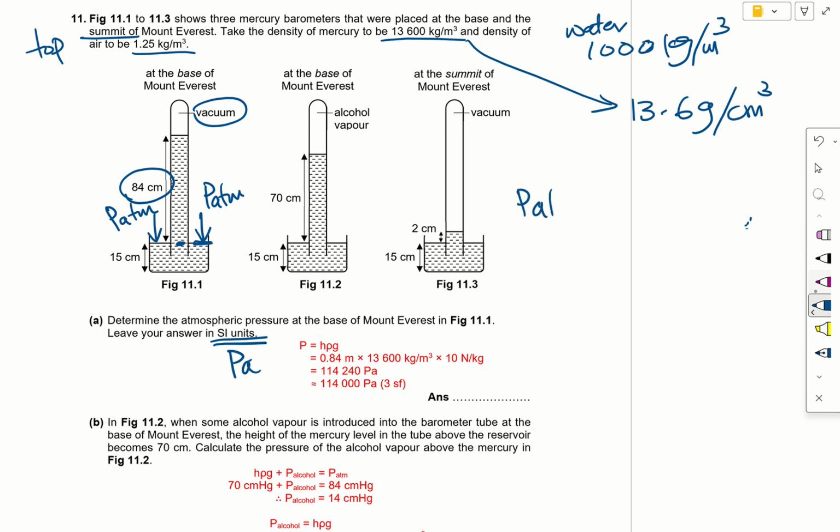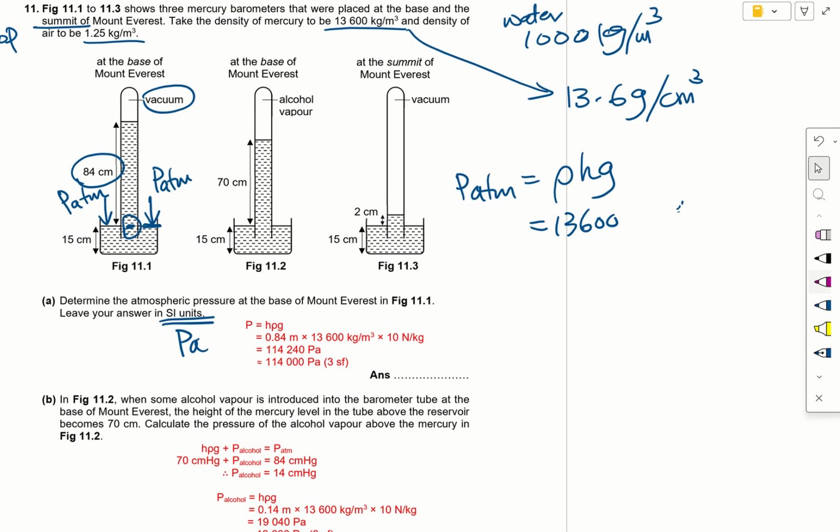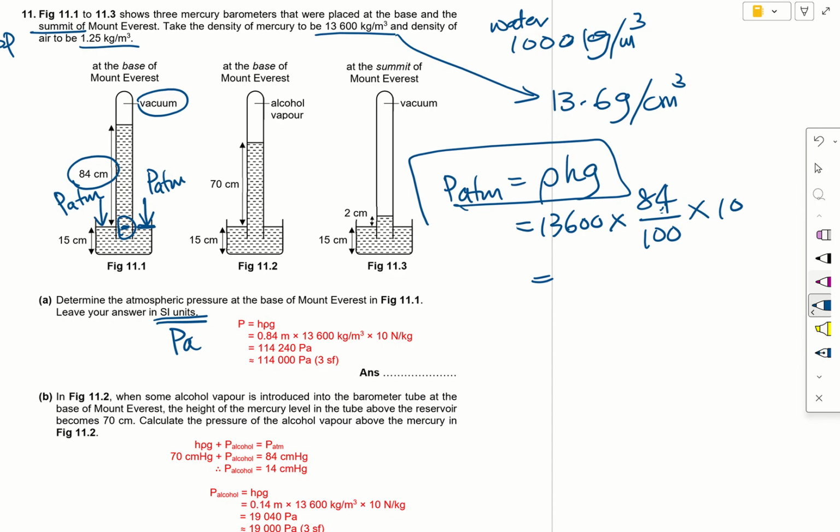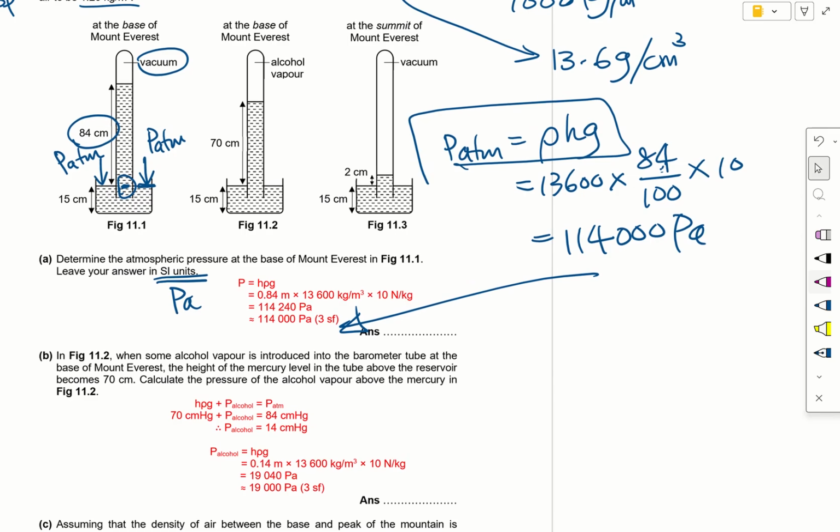So therefore, atmospheric pressure equals the height of liquid above it for this level, whereby we have mercury acting on it. So we have 13600. This is, by the way, an SI unit formula. The height is 84 cm, so I have to divide by 100 to get it in meters, and g is 10. And therefore, I'll get this answer, 114000 Pascal, 3 SF.